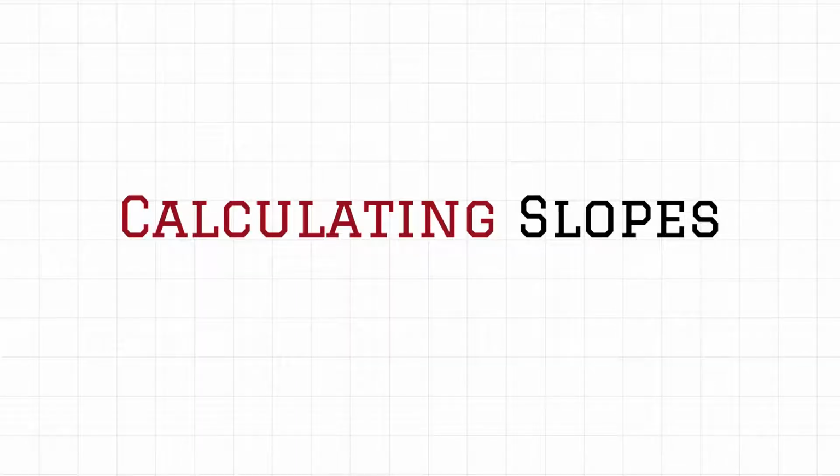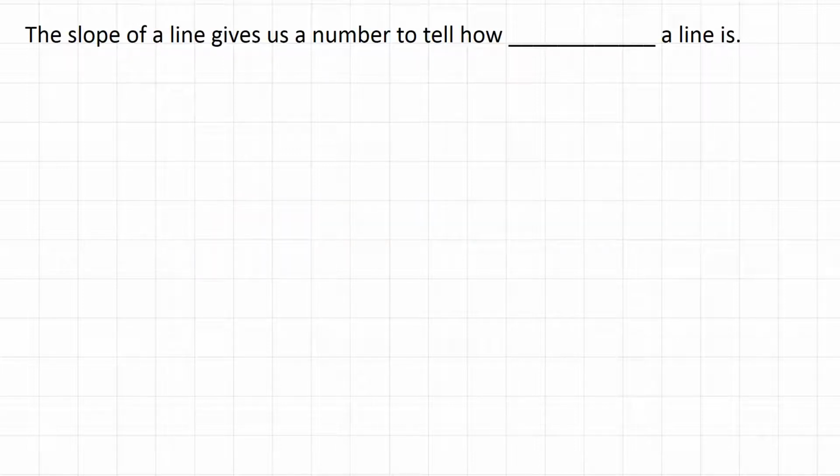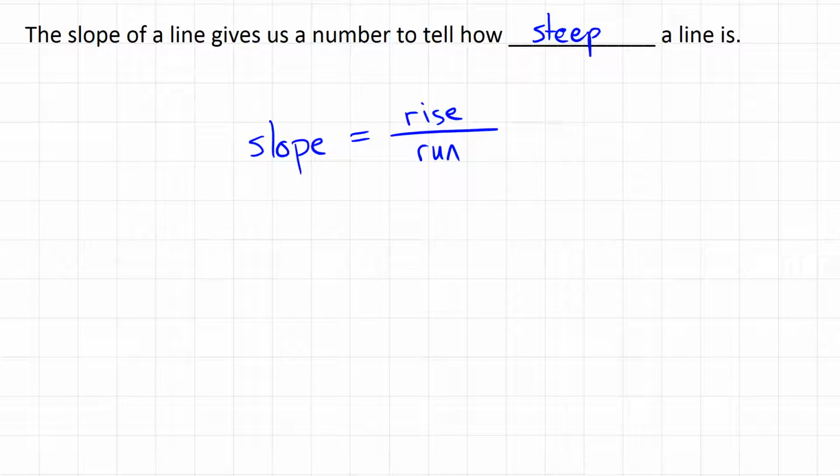We're now ready to use our understanding of rises and runs to combine those into understanding what we call the slope of a line. The slope of a line gives us a number that tells us how steep a line is. So the equation for slope is that slope is equal to rise over run, or rise divided by run.